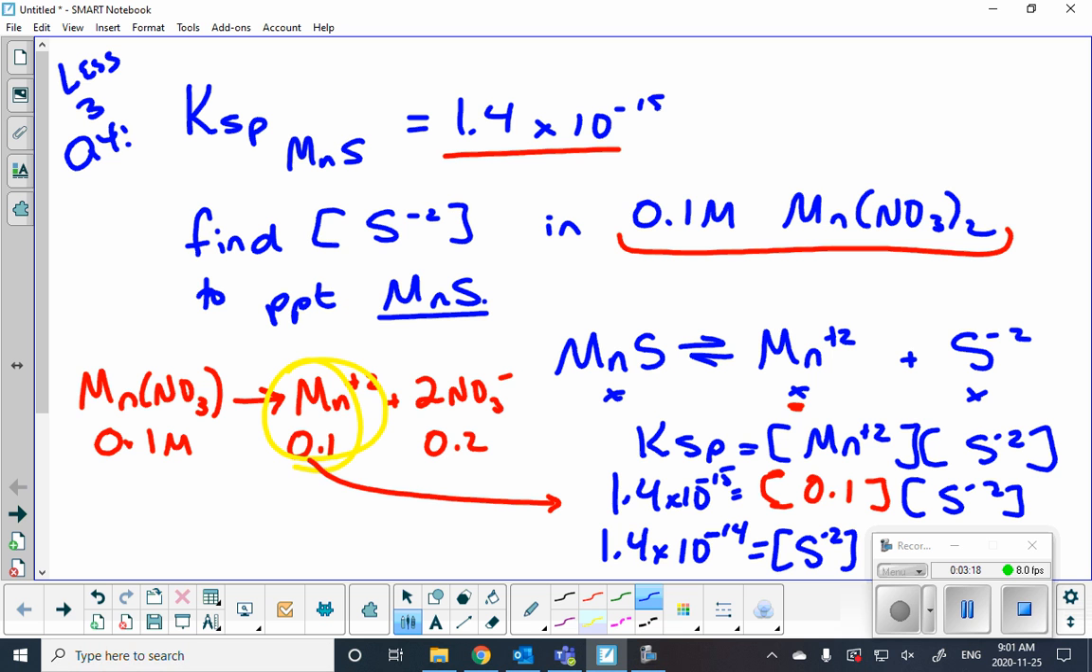At that point, we have hit our maximum solubility. Because this much manganese that we have here, and this much sulfide, which we calculated here, hit the KSP, and that's our maximum value. So at that point, if we put even 1 crystal more of manganese sulfide in, boom, we get a precipitate.